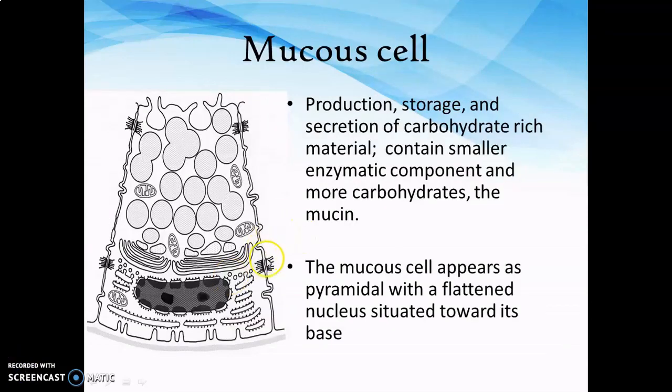The mucous cells are specialized for the production, storage and secretion of carbohydrate rich material, and the apical end of the mucous cell shows the secretion in the form of mucus droplets, and this fills the cytoplasm in the apical region. In fact, the presence of this rich mucus secretion pushes the rest of the cell organelles and nucleus towards the base of the cytoplasm. That's why the nucleus of a mucous cell is seen in the basal end and it's seen flattened or compressed.